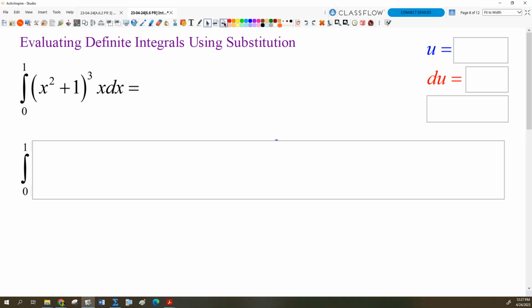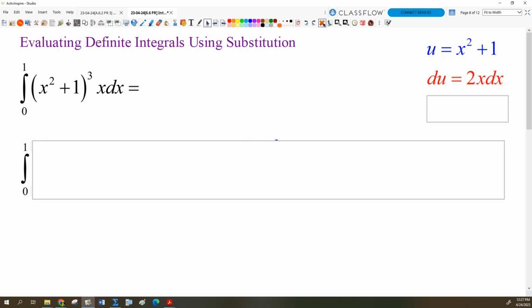So what would the most appropriate u substitution be here to make this a relatively easy integral to do? Yeah, whatever's inside the cube function, right? Inside the power function. So u would equal x squared plus 1. So what's du? 2x dx. Everybody agree? 2x dx.